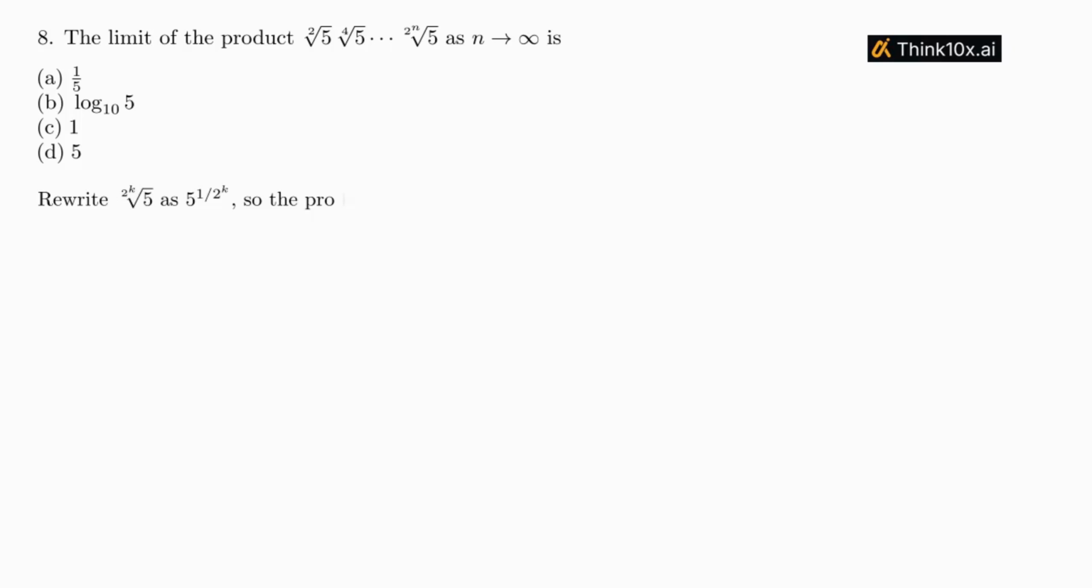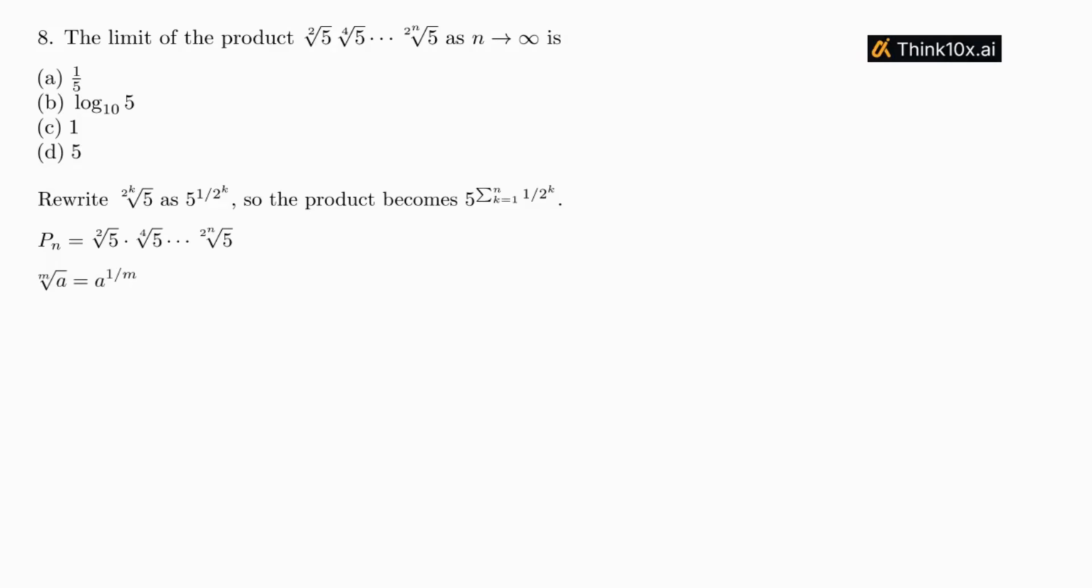Because every factor is a root of the same number 5, we can rewrite each root as a power of 5. Then multiplying becomes adding exponents, and those exponents form a geometric series whose sum has a simple limit. Let's name the product of the first n factors as p sub n. Giving it a symbol helps us transform it step by step, and then take the limit at the end.